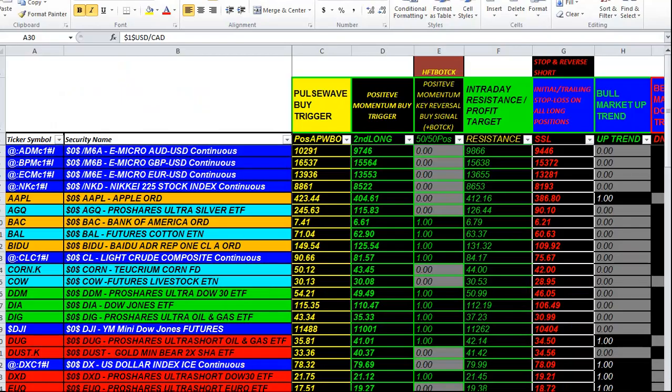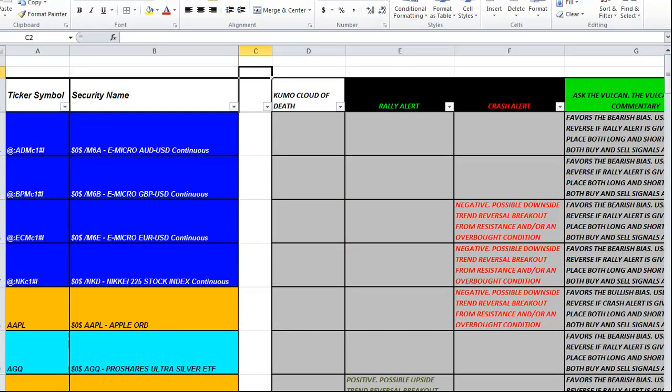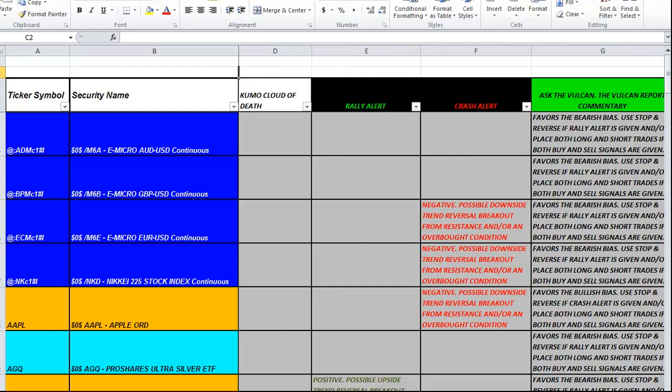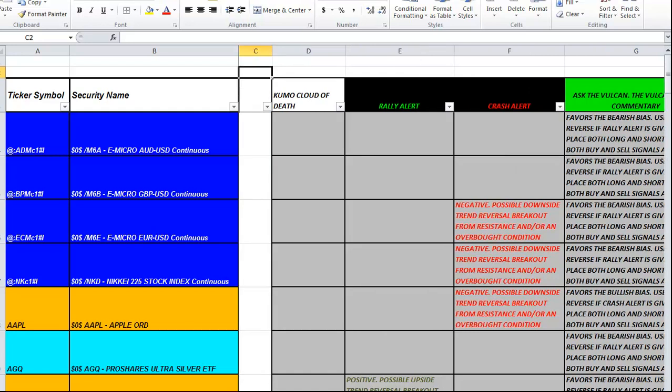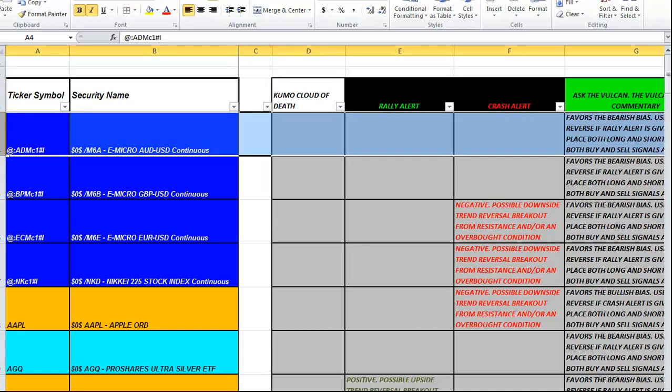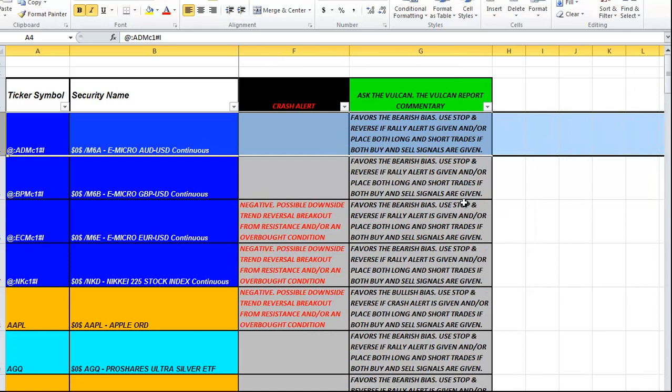Okay, I want to take a few moments now to just go over the sheet here. If you recall, the sheet does have a user guide, and it also has an alerts tab, which is this tab here. This alert tab gives you commentary so that you can get an idea of how the system is looking at the market. Let's just take the Australian dollar here at the top just as an example. If you're in the Kumo cloud of death, it'll tell you. If there's a rally alert, it'll tell you. If there's a crash alert, it'll tell you. And then, of course, there's the Vulcan report commentary.